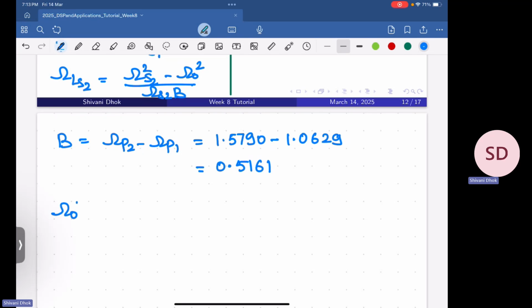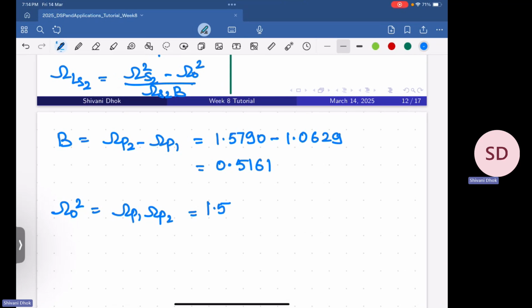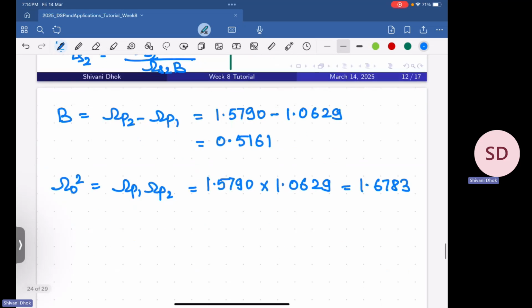Similarly, this omega naught square comes out to be equal to omega p1 into omega p2, which is equal to 1.5790 multiplied by 1.0629, which is equal to 1.6783. Okay, so this is what we get. So now using these two things, let us first find out our omega ls1.